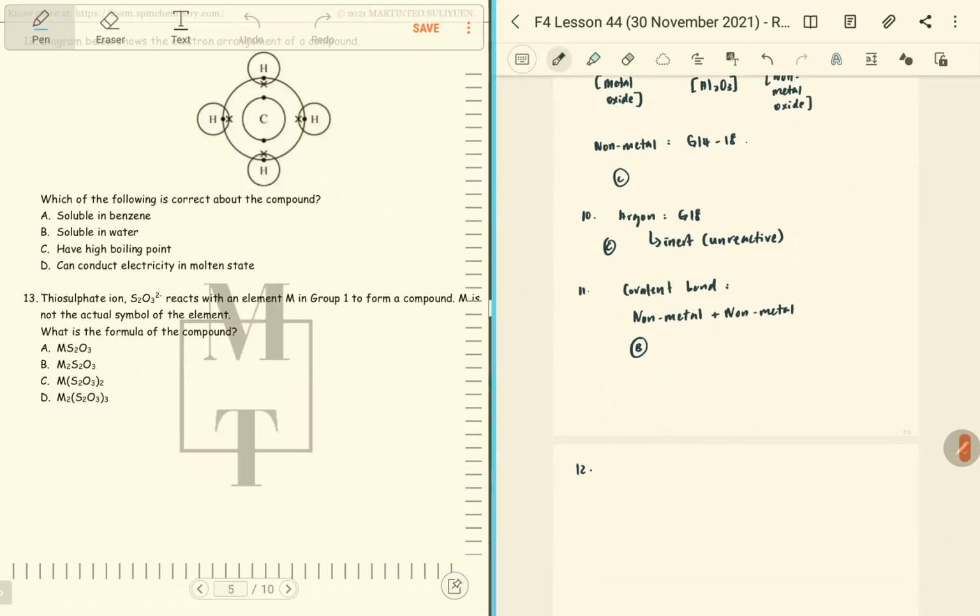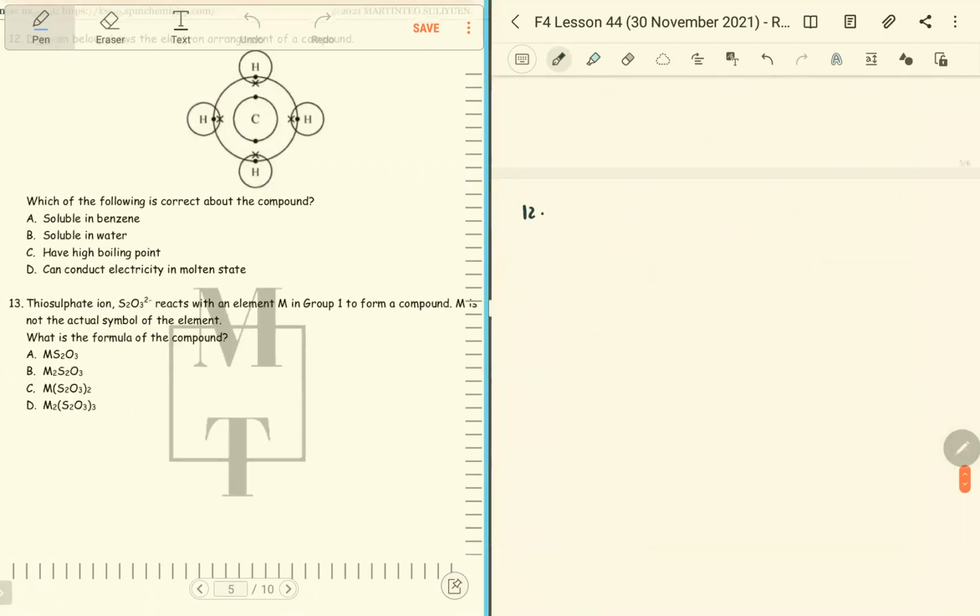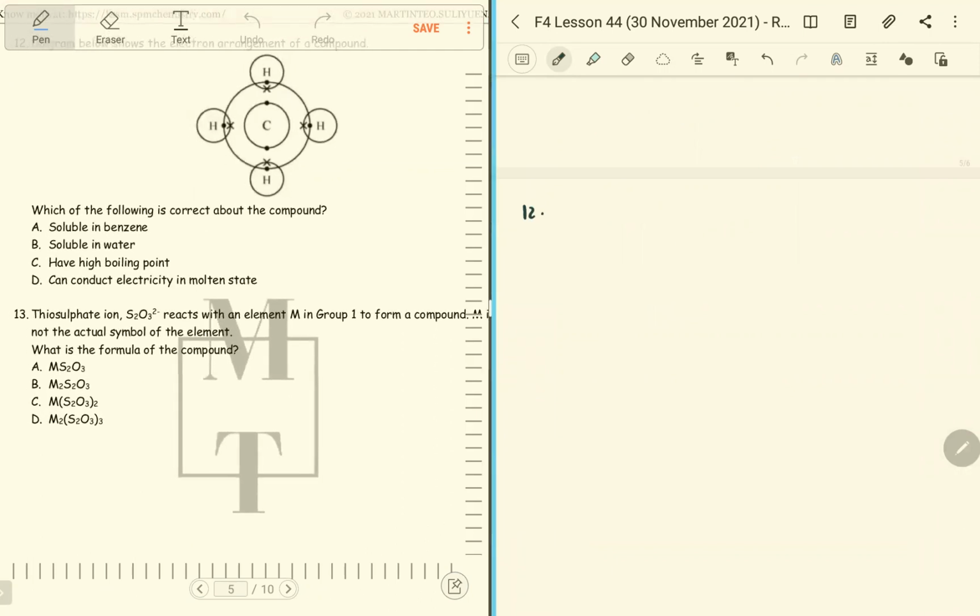Okay, let me discuss. Question number 12, we are talking about a covalent compound. How I know is because they are sharing electrons, so we know this is a covalent compound. If it's ionic, then you will see something with the positive here and something with the negative there. If you see everything drawn to show the overlapping here, you know this is covalent already because they are sharing electrons.